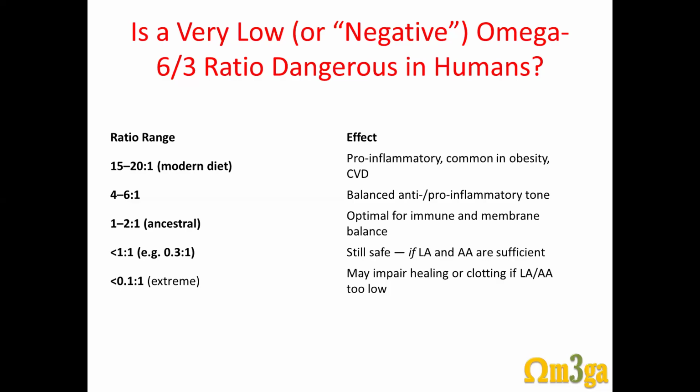So is a very low negative omega-6 to 3 ratio dangerous for us? We don't really know, but we know from our history that we're very close to 1-1. And any index below 2-1 is going to keep you safe. When it gets below 1-1, it's probably still safe. And there's sufficient data that it is safe, as long as you have some omega-6. When it gets to extreme low values, which nobody really can achieve, then obviously it may impair immune function and clotting, etc.